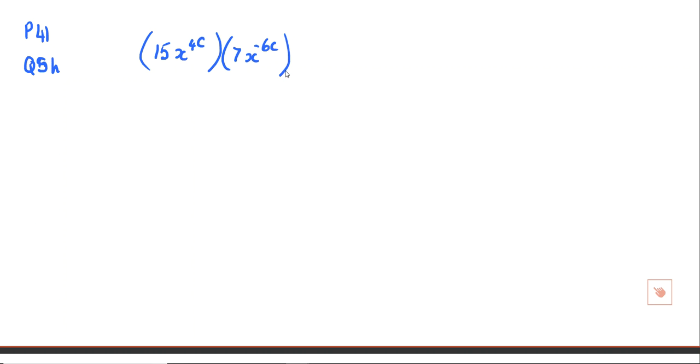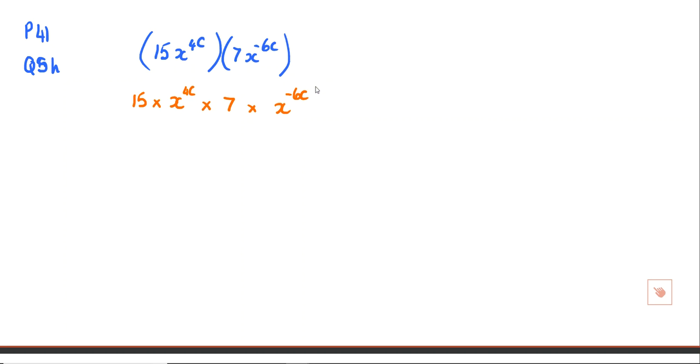Okay, this is a very important one. You must know how to do this. Hint, hint. Okay? Let's get this. So, what does it mean when you've got two sets of brackets and nothing in between? Multiplication. Is there any addition or subtraction in there? No. So actually, I could happily just write this as 15 multiplied by x to the power of 4c, multiplied by 7, multiplied by x to the power of negative 6c.